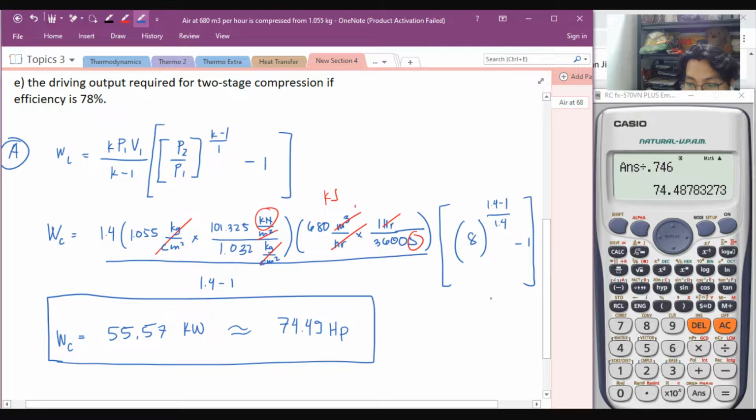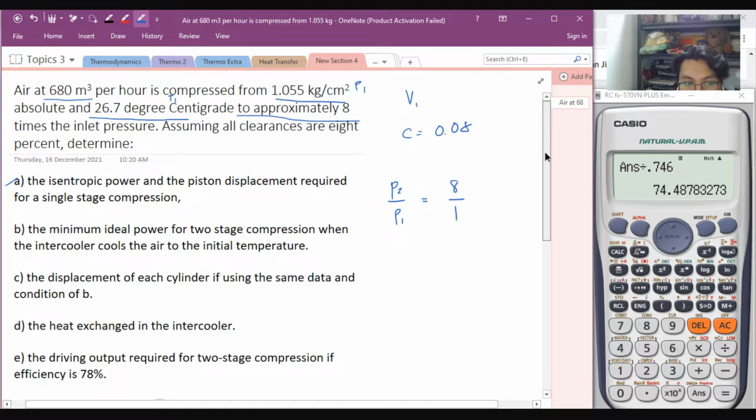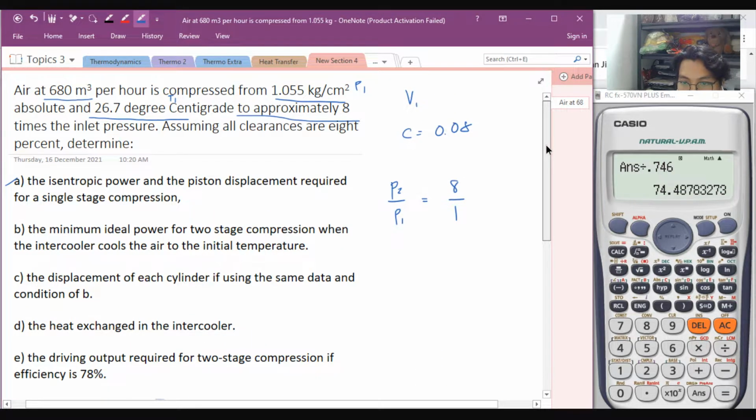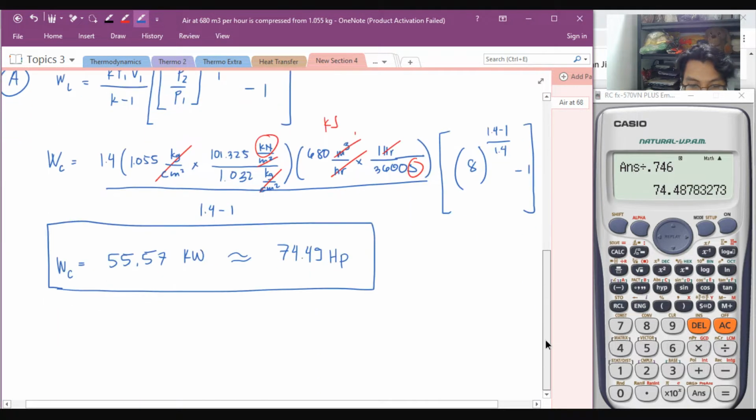That's that. What else is being asked there? In letter A, the piston displacement for a single stage compression. Can we get that? Okay. So, you have there a clearance. Where can you get the clearance? The clearance can be used in the volumetric efficiency, which is equal to 1 plus C minus C multiplied to the ratio of the pressures, P2 over P1, raised to 1 over K. That's possible.